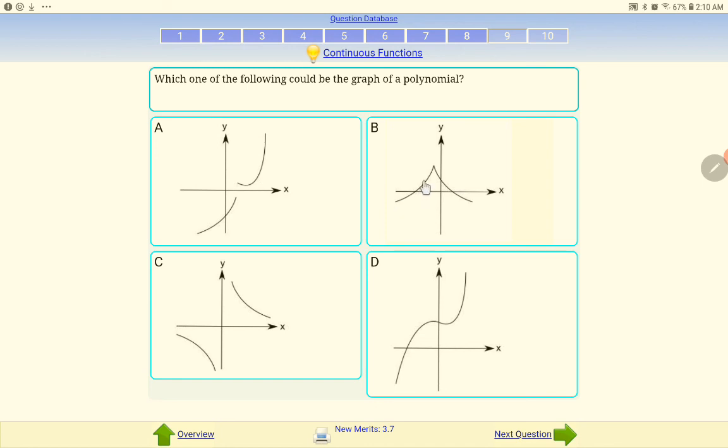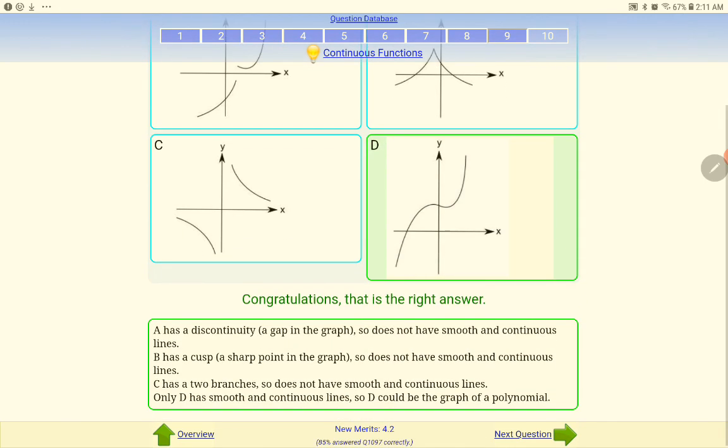B is continuous, but it's got a sharp turn right there. Sharp turns are not allowed, so it's not smooth. D is continuous and it's smooth. So the correct answer is D.